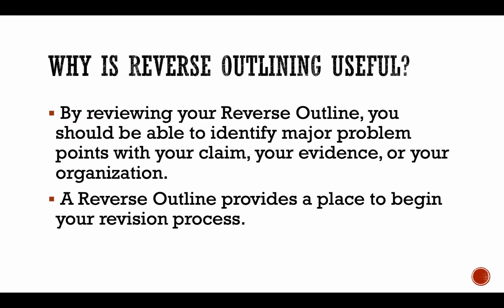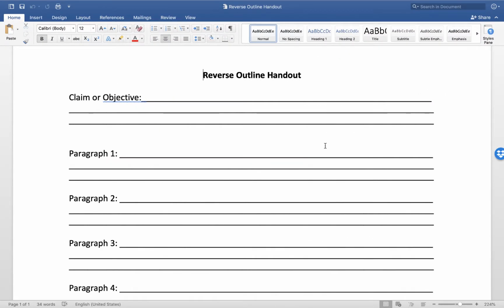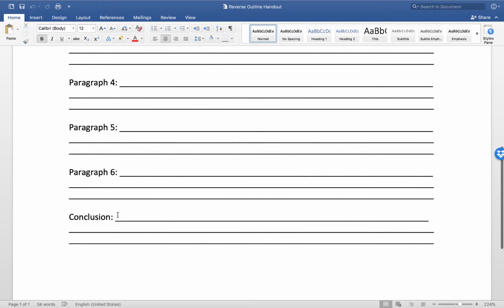Next, I'm going to switch to Microsoft Word to provide an example of a reverse outline handout. This handout gives you an idea of what a reverse outline looks like. You begin by identifying the claim or objective of the written piece. If you don't know what this is, take a moment and think about what you want your reader to take away from the piece. You then proceed to take the topic sentences that you have already identified and highlighted and put them in the place of the paragraph in the order of the paragraphs. And finally, you end with a conclusion.